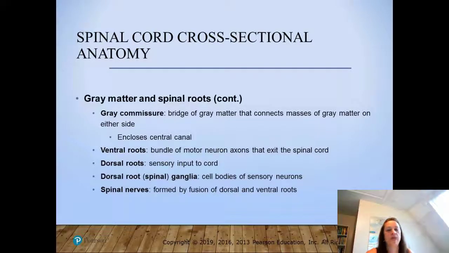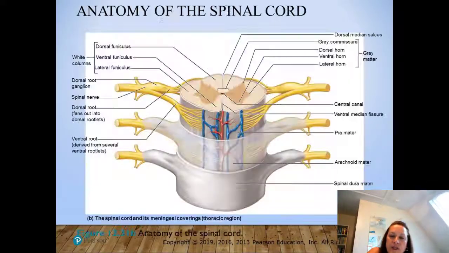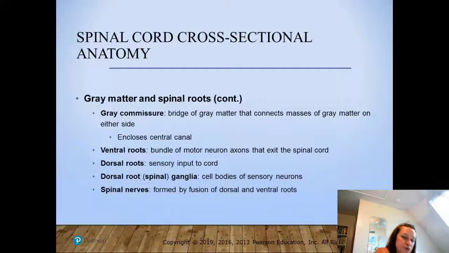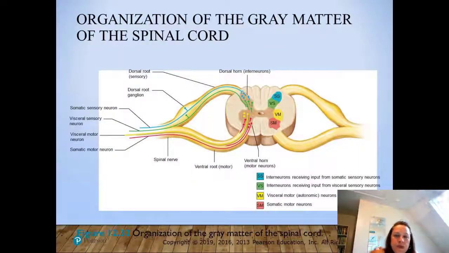Right, and then we have the roots, the ventral roots, the dorsal roots, the dorsal root ganglia. So the ventral roots are the motor axons that exit the spinal cord, and the dorsal roots are the sensory input. So here we have a dorsal root, and here we have a ventral root. So ventral being the anterior, the front side, dorsal being the back side. There are different sensory and motor inputs from each one. The dorsal roots are sensory, the ventral roots are motor output. It's kind of cool.